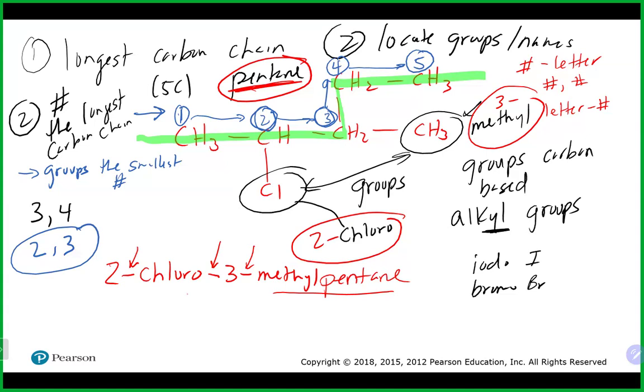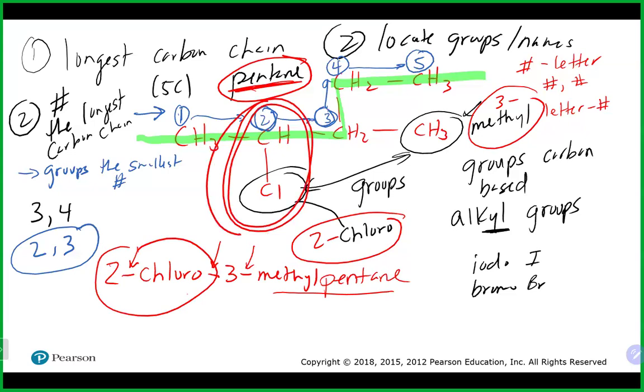Yes, because these are groups that are branches off of the main chain, right? And basically what this says is 2-chloro, right there at carbon number 2 is where my chlorine is. This is 3-methyl at carbon number 3. That is where I find my methyl group. It is basically showing you where each of the groups is located.